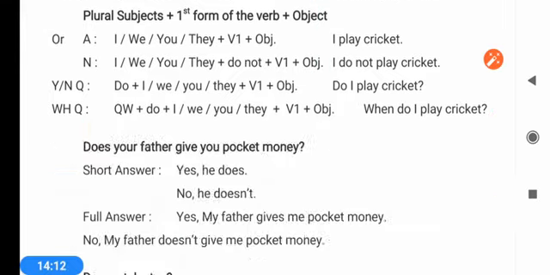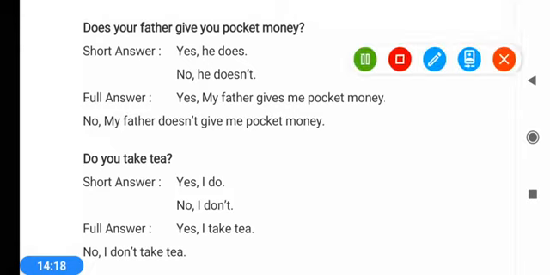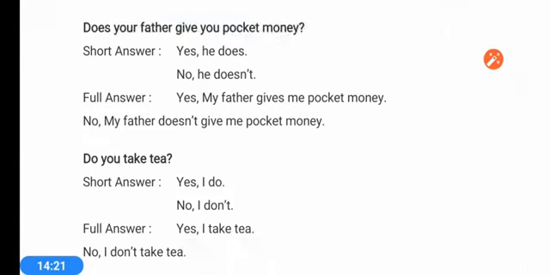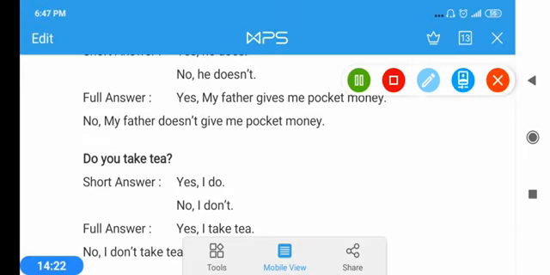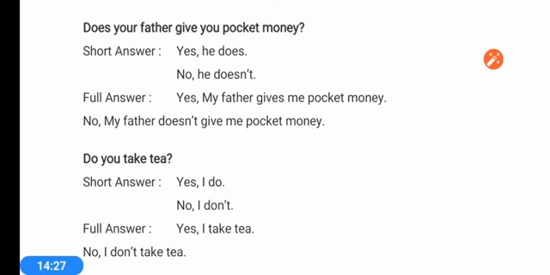Next one here is the short response to any question, like: does your father give you pocket money. Your answer can be: yes, he does, a short answer. No, he doesn't, a short answer.